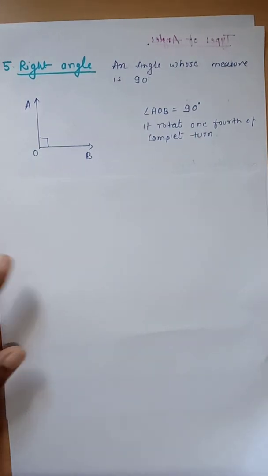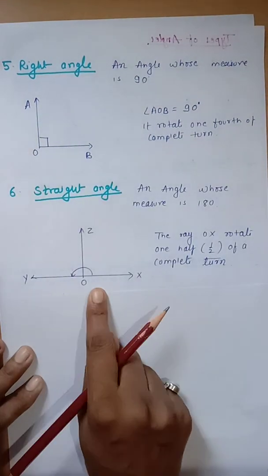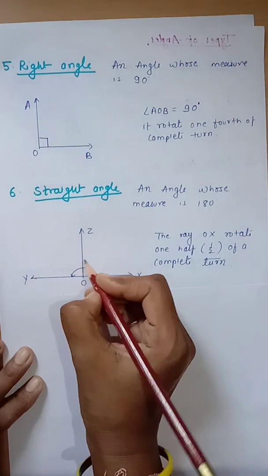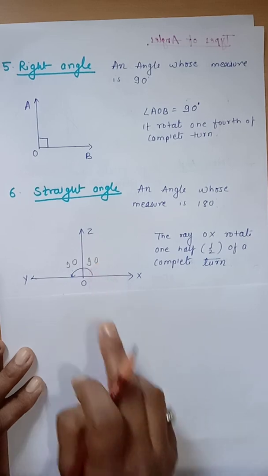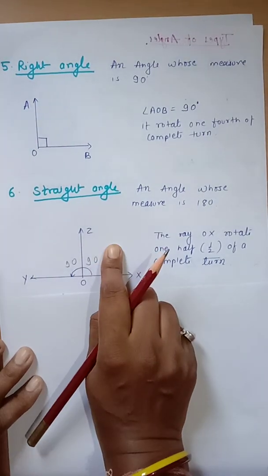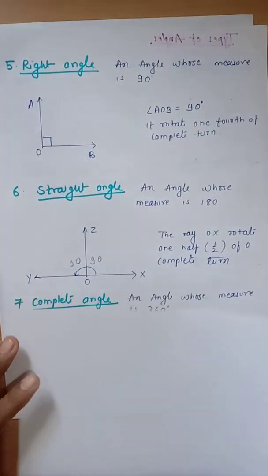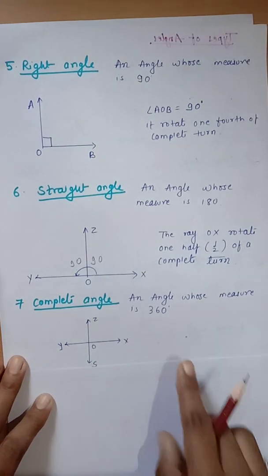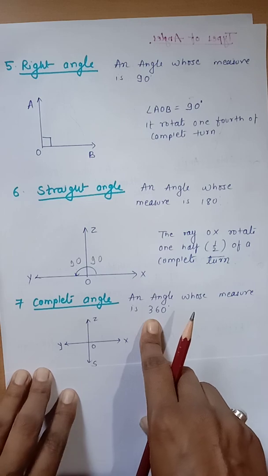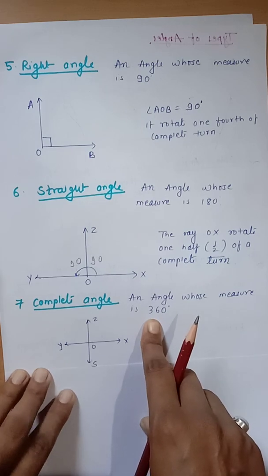Now, straight angle, an angle whose measurement is 180 degree, 90 degree plus 90 degree. So the complete one is 180 degree. So this type of angle is known as straight angle. And the last one is complete angle. An angle whose measurement is 360 degree is known as complete angle.